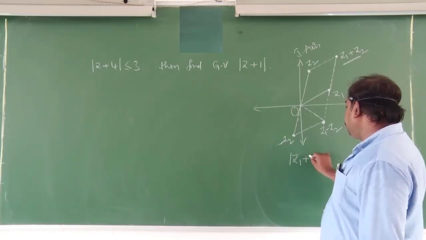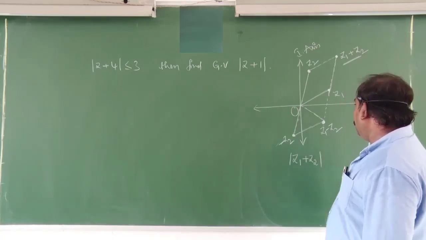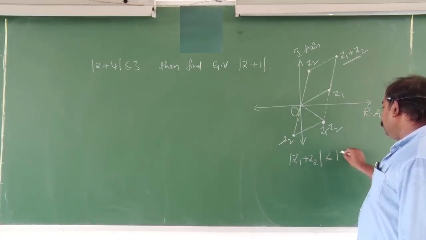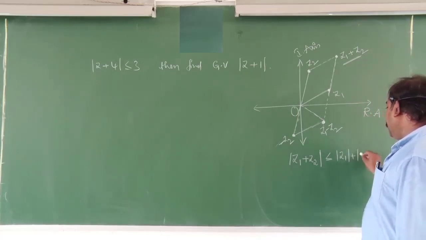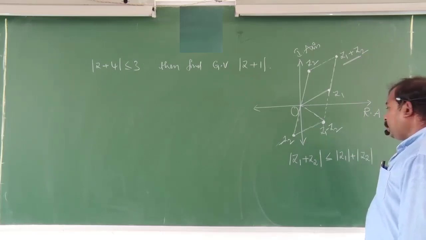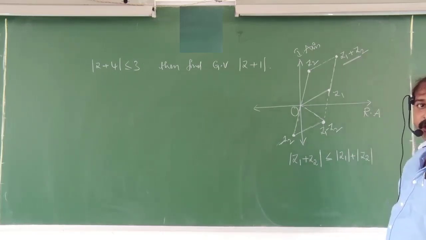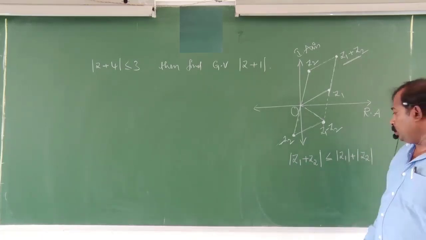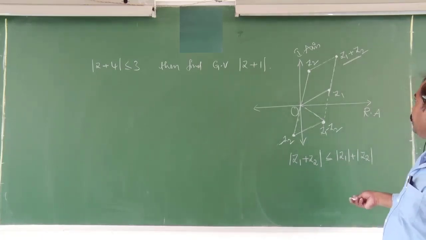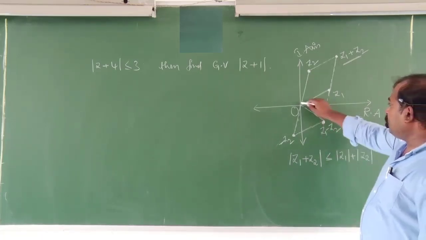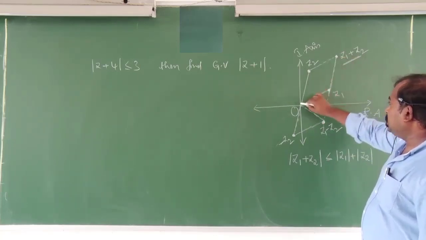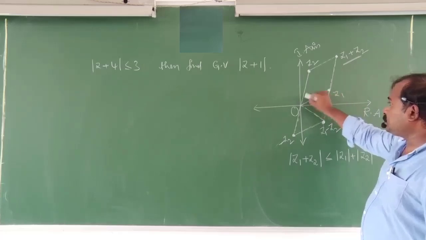modulus of Z1 plus Z2 is less than or equal to mod Z1 plus mod Z2. Can I write like this now? Cross check one time. What is the meaning of modulus of Z1 plus Z2? It is the distance from here to here. Obviously, this distance is less than this distance plus this distance.